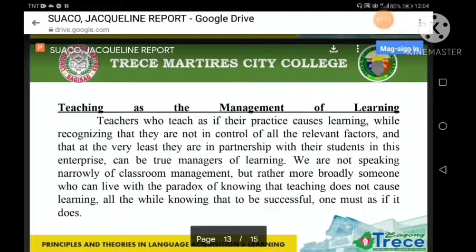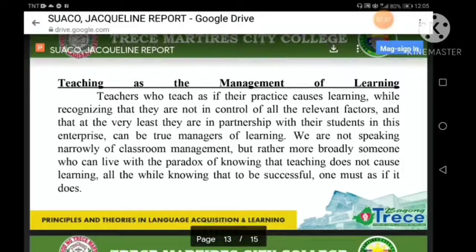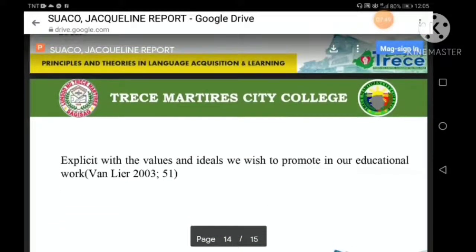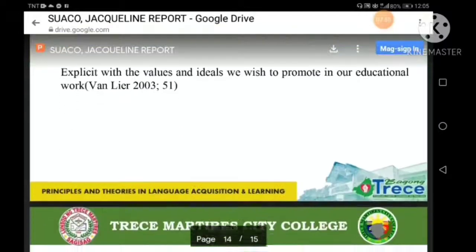So teaching is the management of learning. So teachers who teach as if their practice causes learning, while recognizing that they are not in control of all the relevant factors, and that at the very least they are in partnership with their students in this enterprise, can be true managers of learning. We are not speaking narrowly of classroom management, but rather more broadly someone who can live with the paradox of knowing that teaching does not cause learning, all the while knowing that to be successful one must act as if it does. Next, be explicit about the values and ideals we wish to promote in our educational work, by Van Lier, 2003.